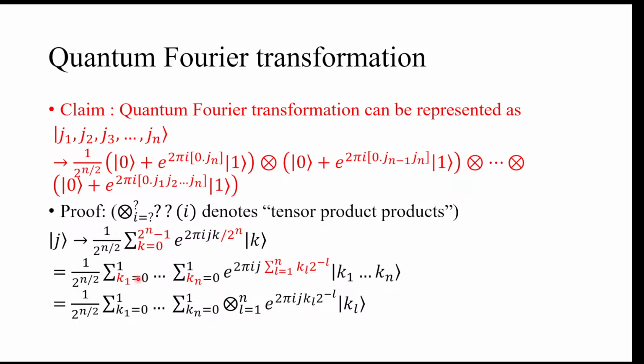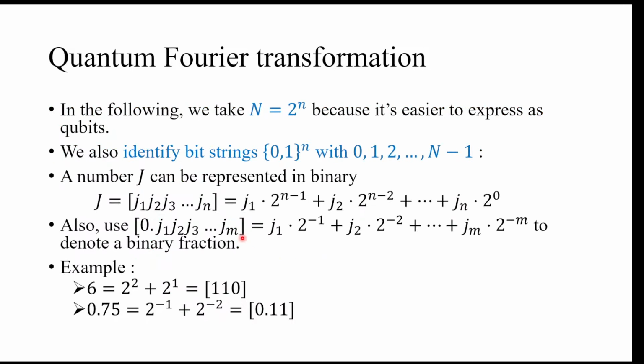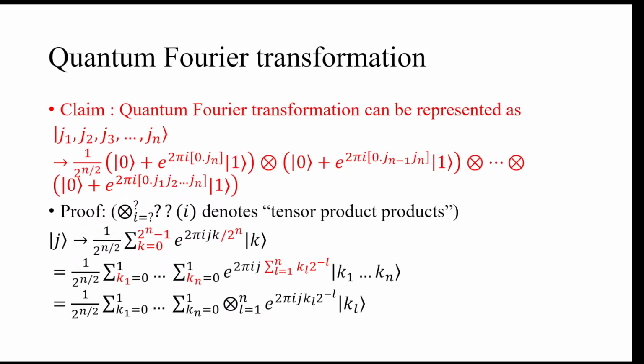First step we do is, I guess k should also be red, but anyway, first thing we do is we break this k into binary notation. We want to write k also in this form. K in terms of qubits is k1 to kn. Okay, and now this summation over k. Oh yeah, I should also highlight this k here.